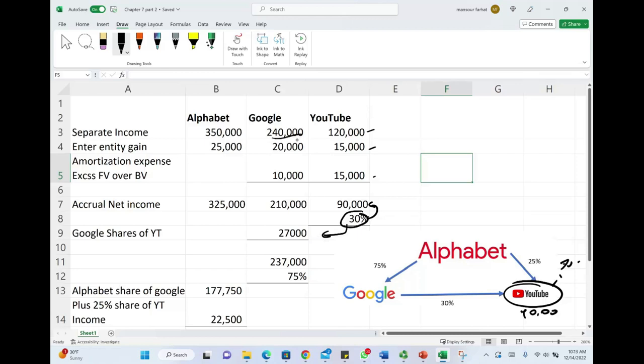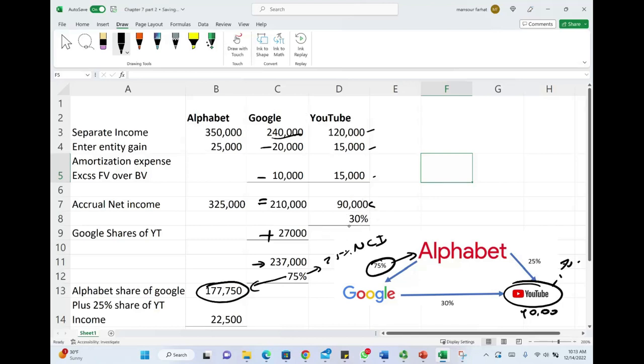Google started with 240, then we deduct the inter-entity gain and the excess amortization, and we come up with 210. Then with 210, we add their share of YouTube, which is 27,000. Now we come up with Google, 237,000. Of that amount, Alphabet owns 75% of Google. Alphabet's share is 75%. Obviously, the other 25% is the NCI, non-controlling interest, but we're not keeping track of that. So 237 times 75% is Alphabet's share of Google, which includes also their share of YouTube. So notice how YouTube income flows through Google and now through Alphabet.